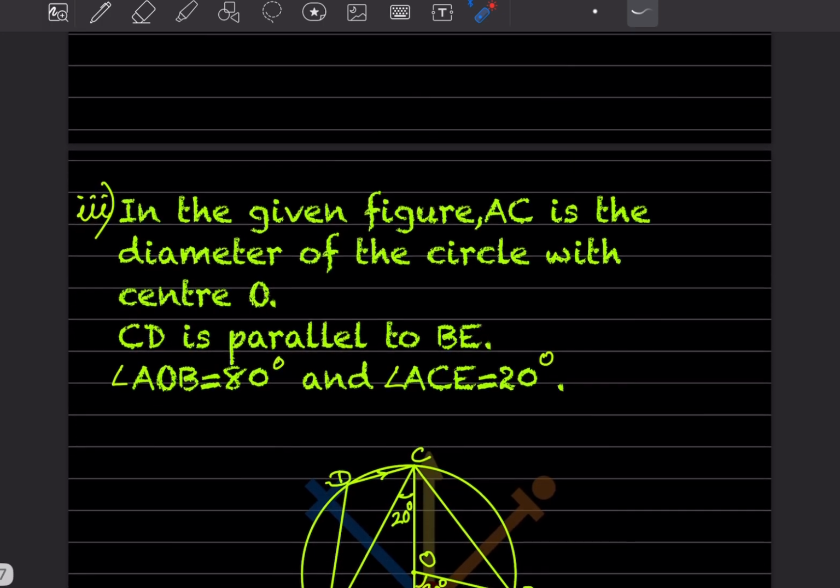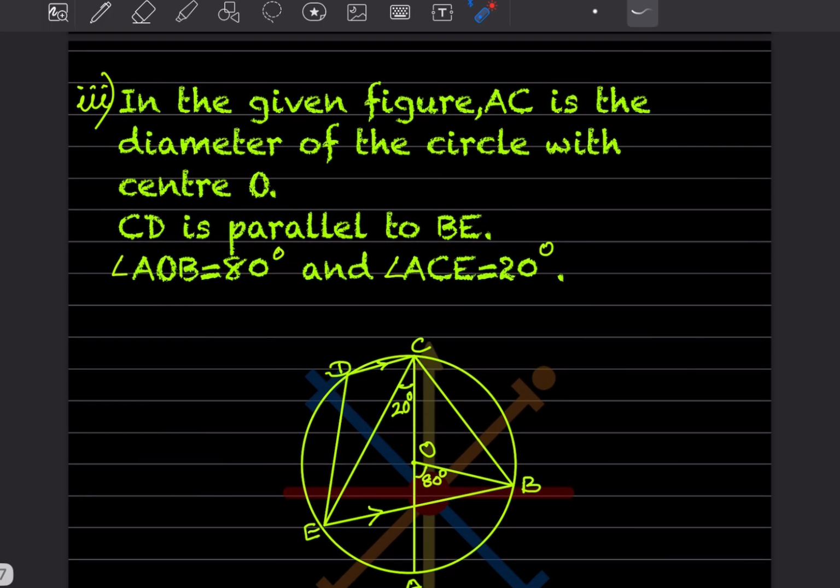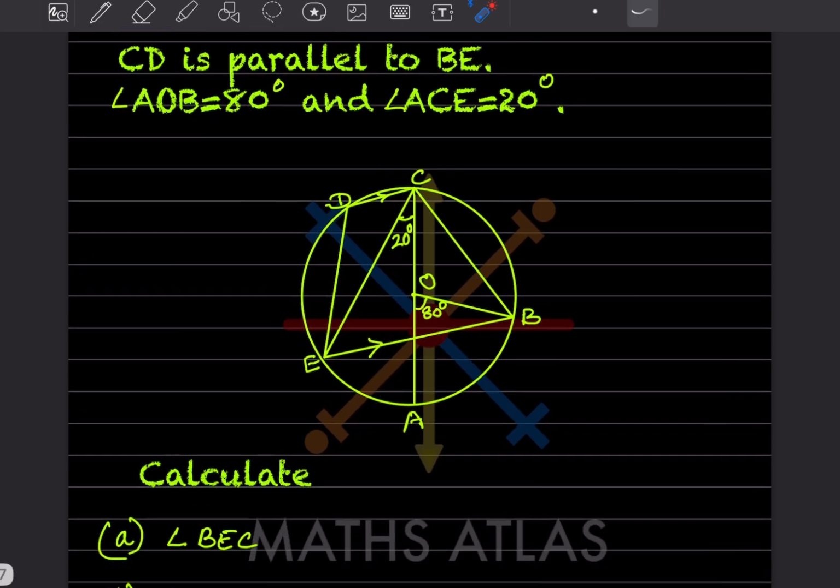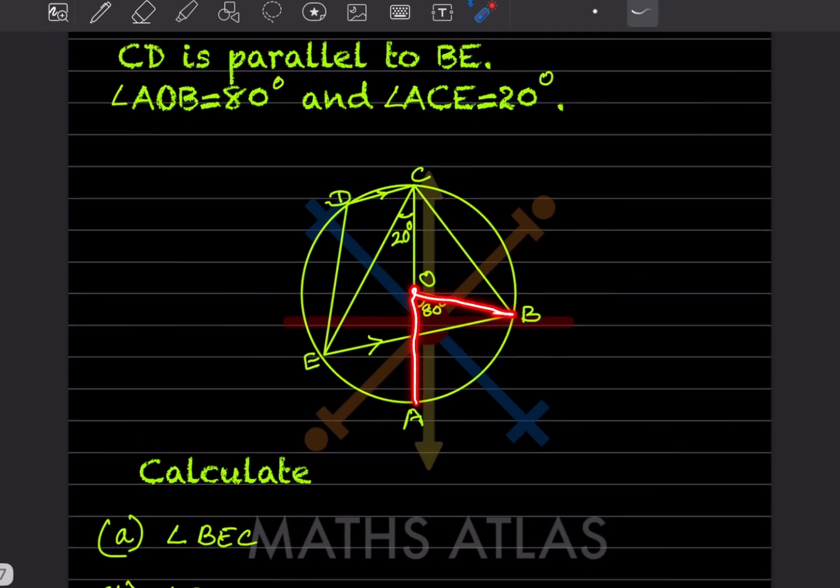In the given figure, AC is the diameter of the circle with center O. This is the figure given. And CD is parallel to BE. Angle AOB is equal to 80 degree and angle ACE is equal to 20 degree. AOB, whenever we say AOB, we have to see the middle one. So this is 80 degree and ACE, A, C and E. So this will be, C is in the middle. So this is 20 degree.